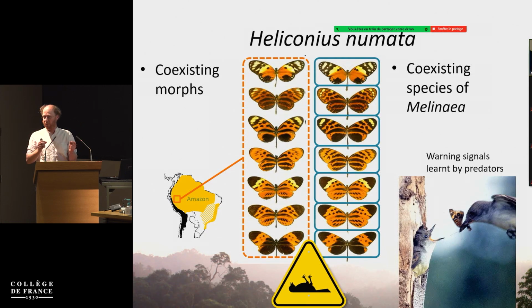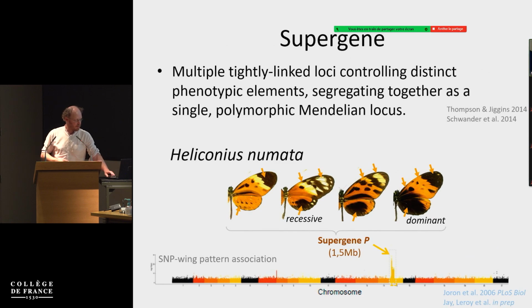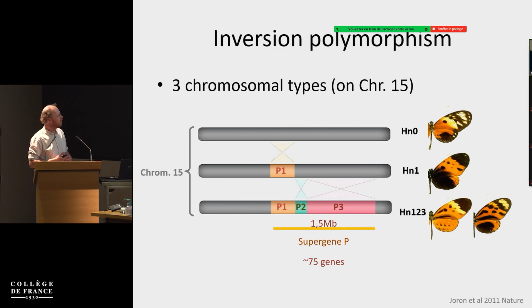And these are the different elements that we think are co-adapted and maintained together via this supergene architecture. So this is why different wing pattern elements segregate together. We know it's found somewhere on chromosome 15, and we discovered a long time ago that it was associated with a chromosomal polymorphism with 3 inversions, making 3 different chromosome types, which I call supergene alleles.